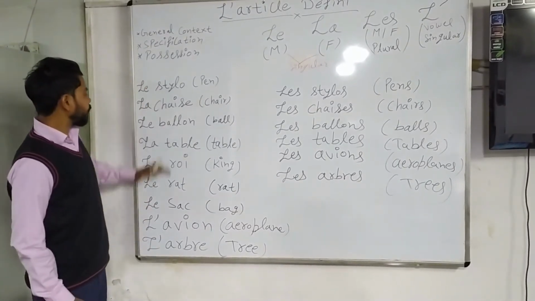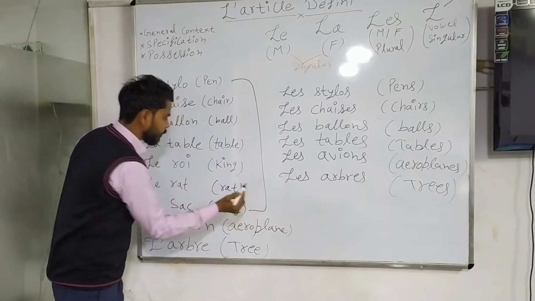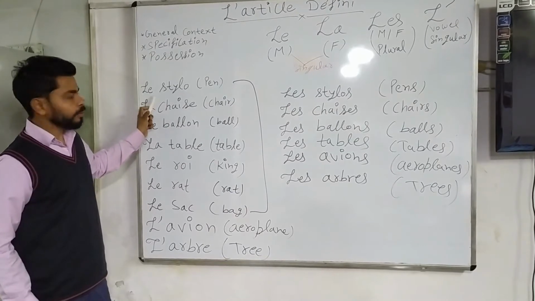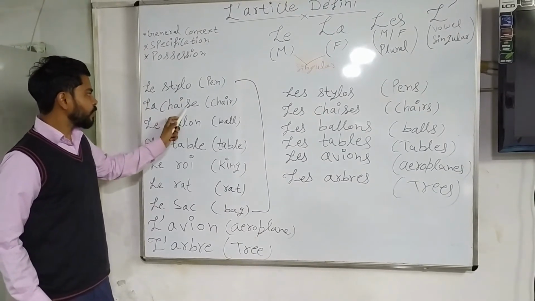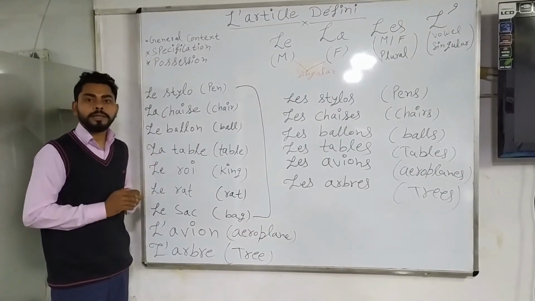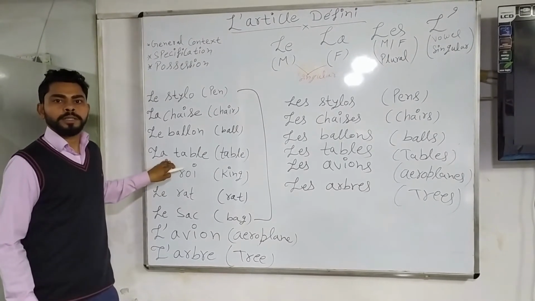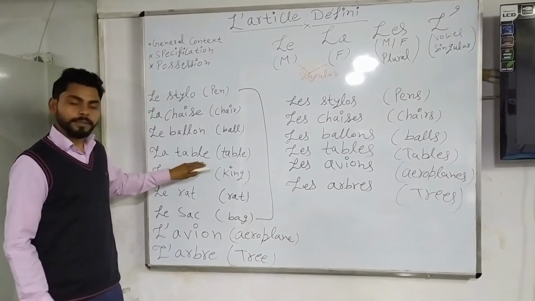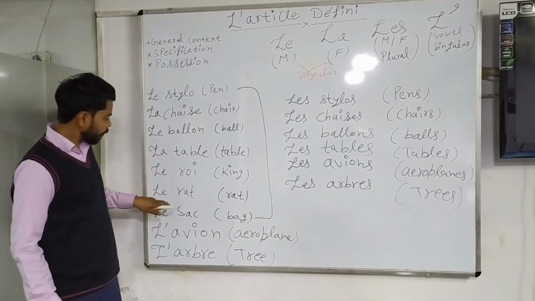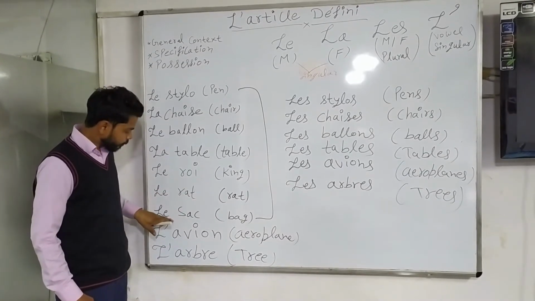Till now we have covered masculine and feminine in singular. So all these are singular ones until here. Again I'm giving the pronunciation: le stylo, la chaise. Yes, you can try with me. So let's start from here. Le ballon. Yes, you pronounce now. Yes, that's right. La table. Yes, le roi. Yes, that's right. Great. Le rat. Le sac.